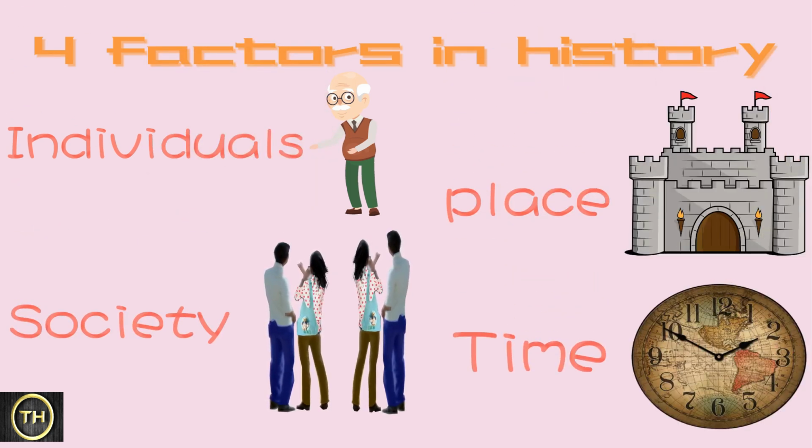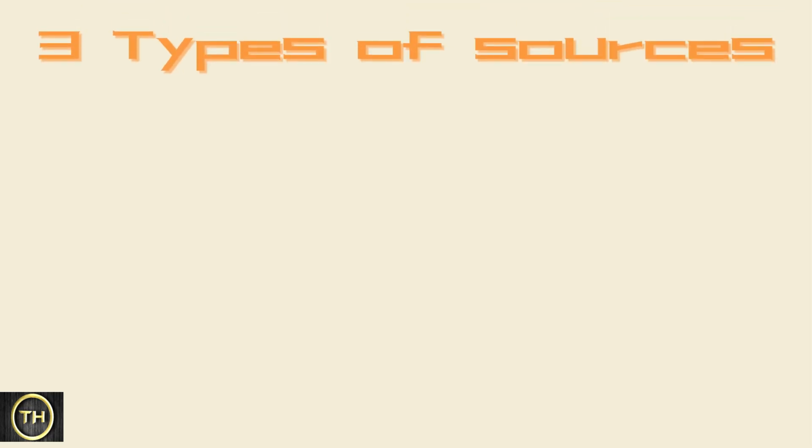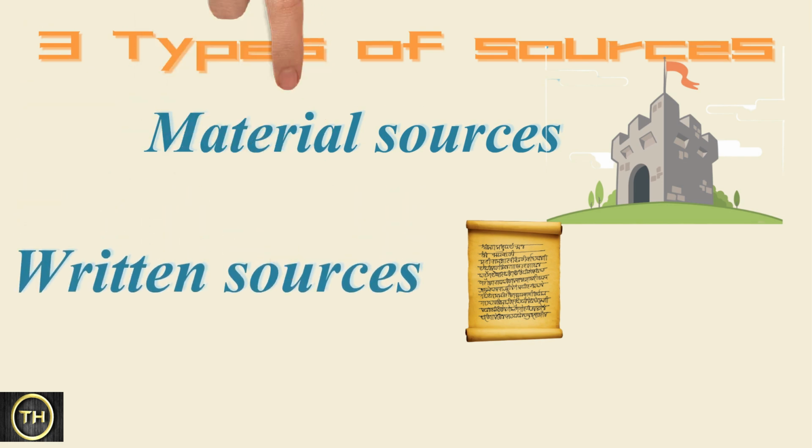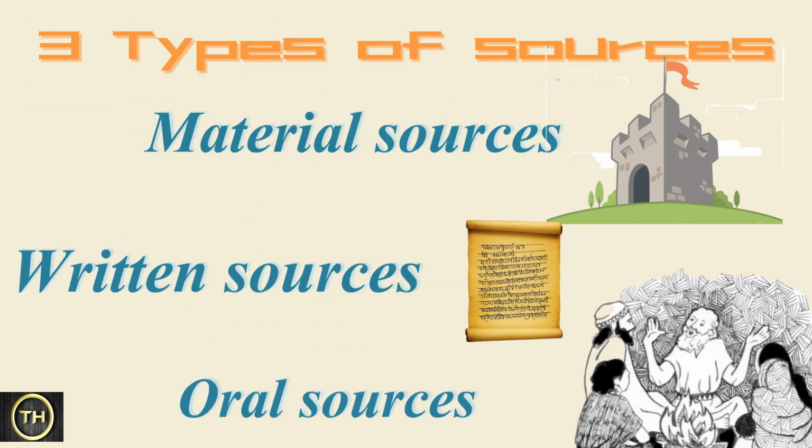History is based on authentic evidence or proof. These proofs are known as the sources of history. So, there are three sources of history: material source, written source, and oral source. Now, we will see each type of source in detail.